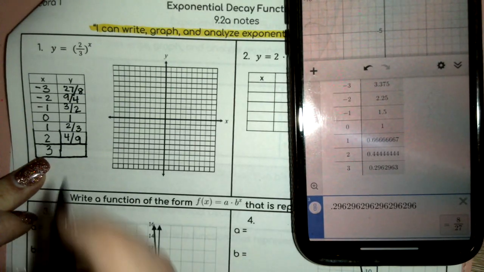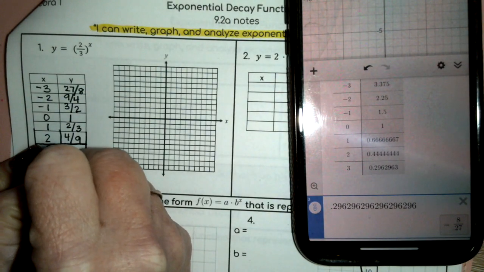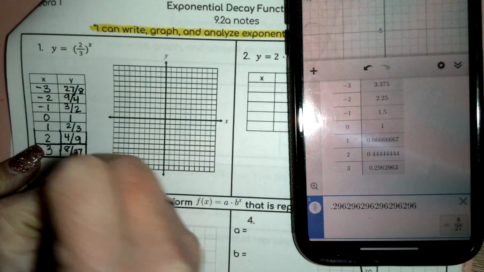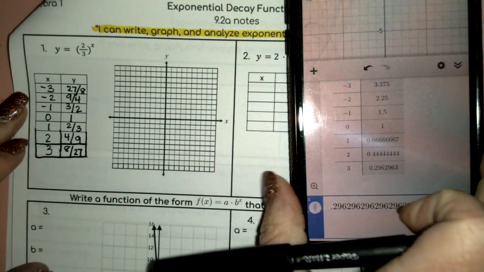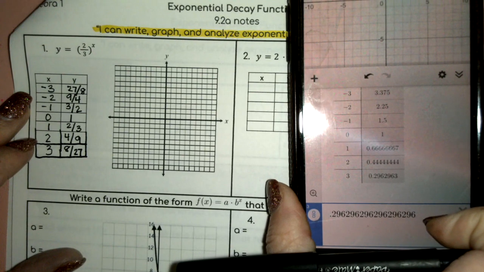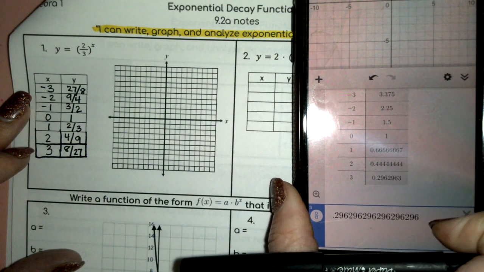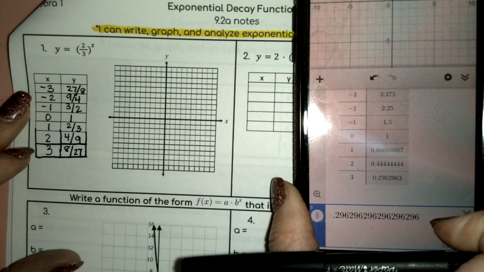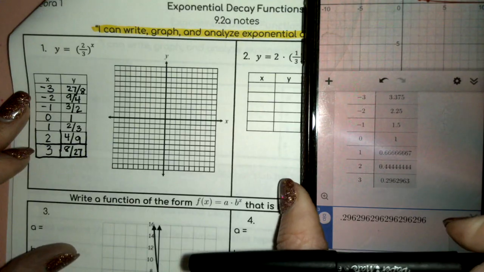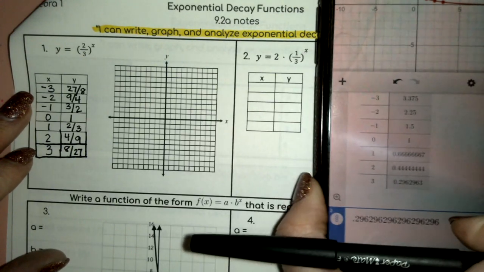I noticed the negatives and the positives. So like for -1 it's 3/2, but for 1 it's 2/3. So I figured if -3 is 27/8, then it's going to be 8/27. Yeah, and actually that does happen. It doesn't always happen that way, but in this problem it does.